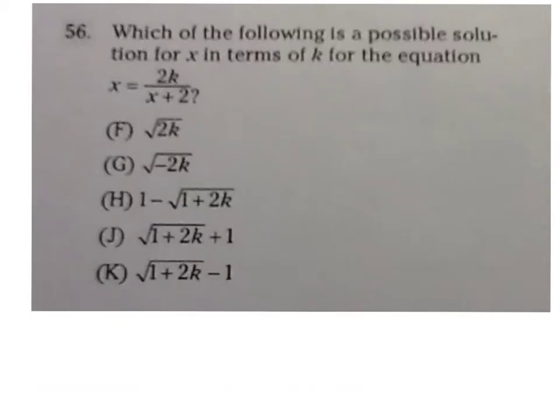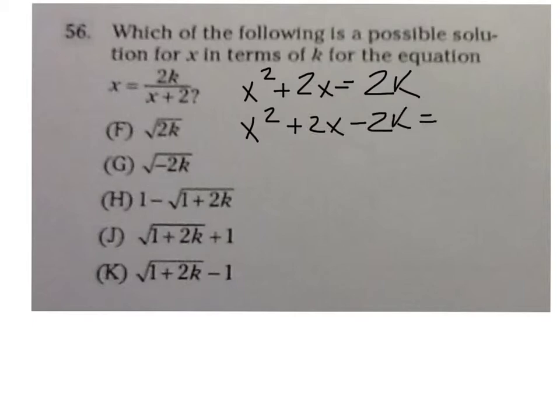Alright, so we have to solve for x here, and we're going to have k in the answer. If we do that, cross multiply to get x squared plus 2x, and then set it equal to 2k. If you move the 2k over to this side and make it minus 2k and set everything equal to 0, you could come up with a quadratic equation.